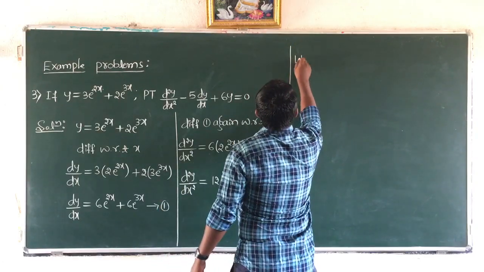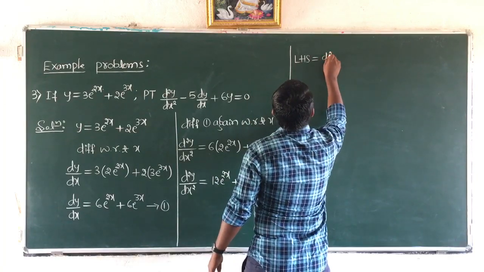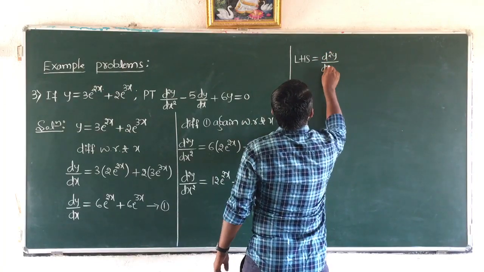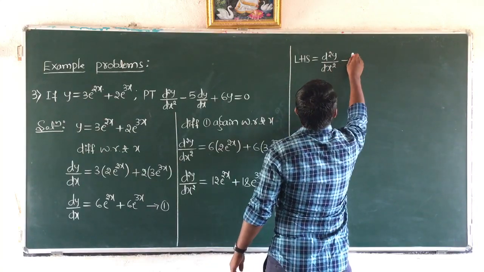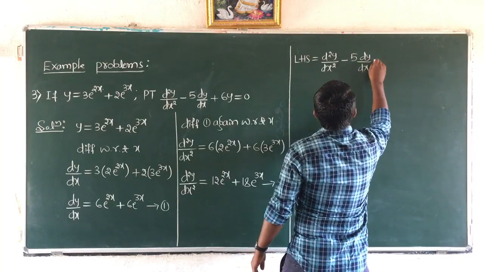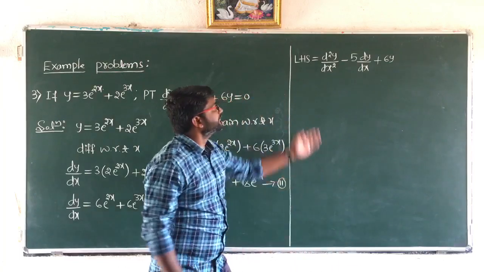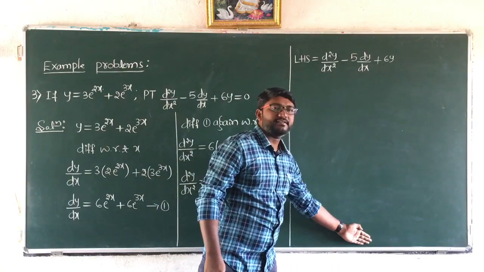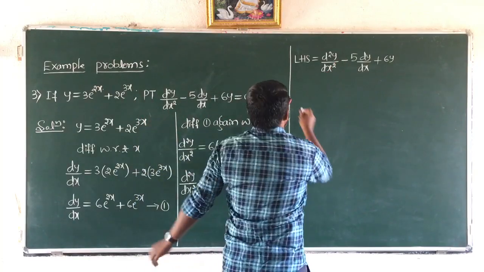LHS, which is equal to d square y by dx square minus 5 times dy by dx plus 6y. And then after simplifying this, at the end we should get the answer as 0. That will be our required RHS. So let us substitute the values now.